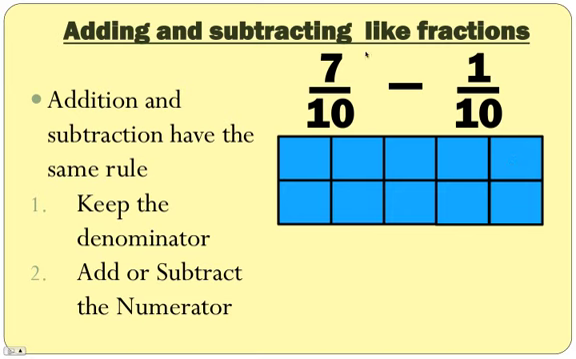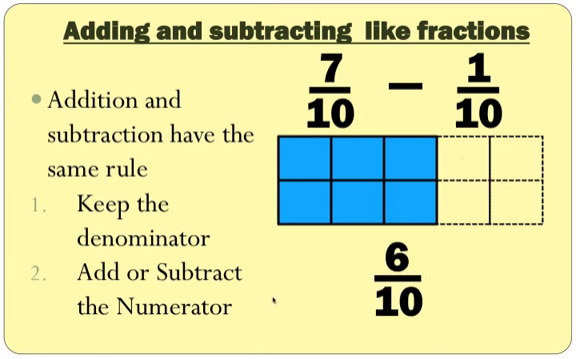But we're not starting off from 1 whole. We're starting off from 7/10. So we can get rid of 3 of the pieces. And now we have 7/10. 1, 2, 3, 4, 5, 6, 7. 7 out of 10 total pieces. Minus 1/10. So we're going to take 1 of the 10 pieces away. And that gives us 6/10. 1, 2, 3, 4, 5, 6.